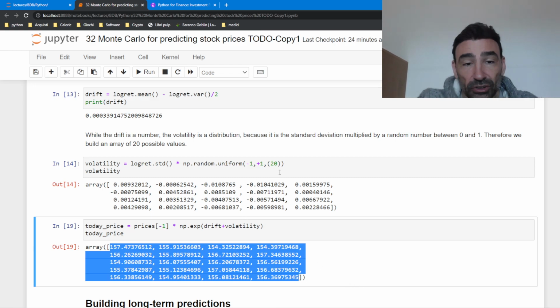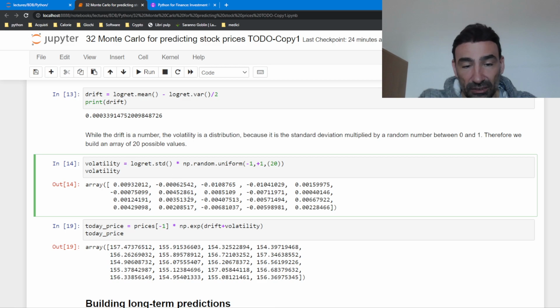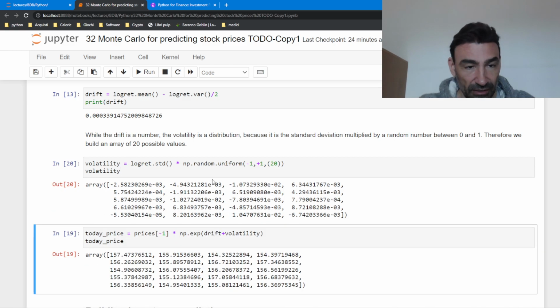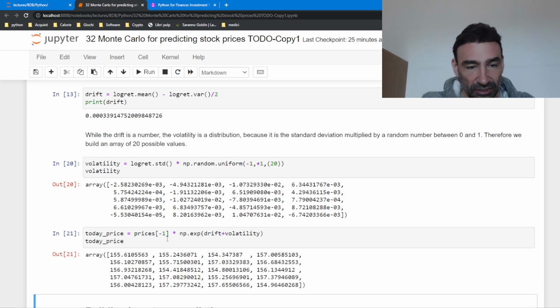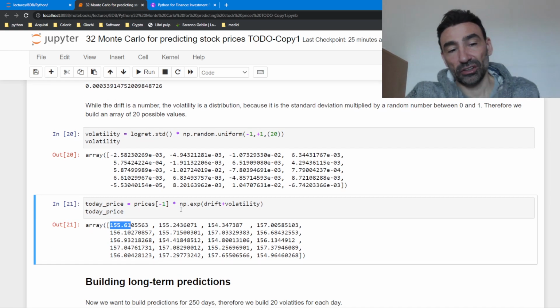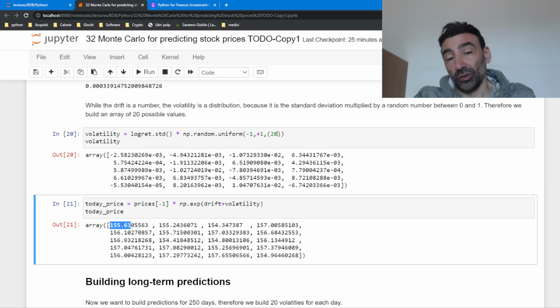If you rerun this part, you will get different results. Look, I rerun it, and now the first one was 157.47, 155.61. It's random, that's why. So it's usually good to do even more than 20, perhaps 100 simulations, because each one will give you a different number. Okay, and this one was the prediction for today.